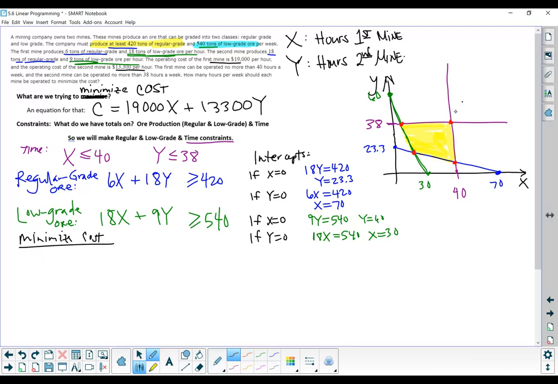So actually this vertex up here, that's the point 40, 38. That one actually represents the maximum cost. If I run each mine the absolute maximum that I can, that's going to give me the maximum cost. Now I'm after a minimum cost. So we have 3 points that we need to test. Maybe we want to run that first mine for 40 hours, but not run the second mine very much. Or maybe we want to run the second mine a ton and not a lot on the first mine, or maybe it's somewhere in between.